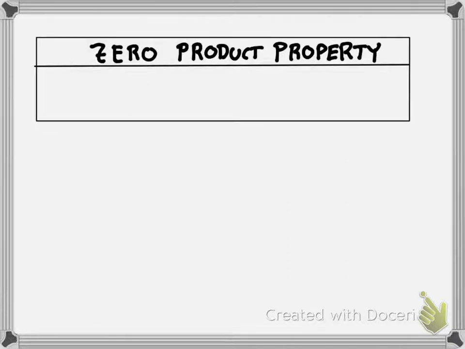Going along with this is the zero product property, which is going to be helpful when we're solving for the factored form of an equation. If the value a times b equals 0, then either a equals 0 or b equals 0, because as we know, if you multiply anything by 0, it's going to make the whole thing be 0.